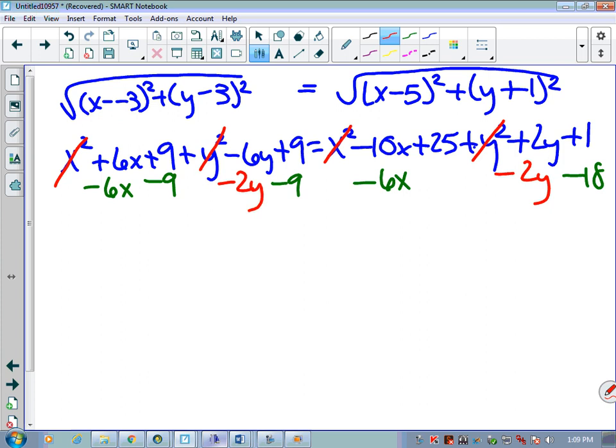Let's work with what's on the left-hand side. I've got negative 6y minus 2y, which is going to give me negative 8y equals, now let's look at what we've got over here in terms of x's. Looks like negative 16x. And my constants are 25 plus 1, which is 26. 26 minus 18. I believe it comes out as 8.